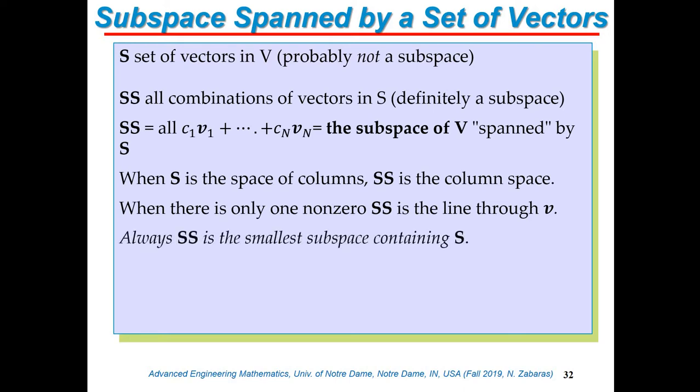So if you have a set of vectors S and you take linear combinations of these vectors, the subspace SS is the smallest possible subspace that contains S. You can think, if you take linear combinations of the columns of a matrix that define a plane, the way we did in an earlier example, this linear combination of these vectors defines a plane, and it is the smallest subspace that contains the columns of the matrix.